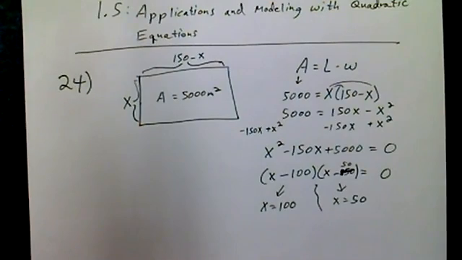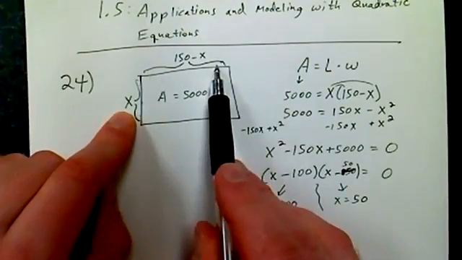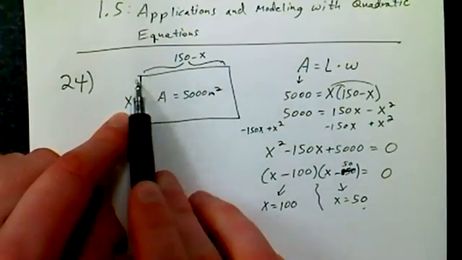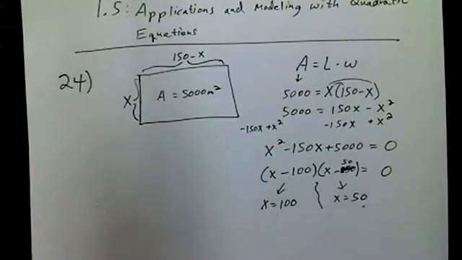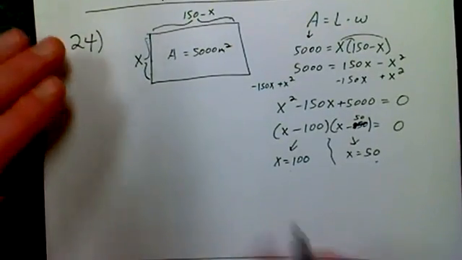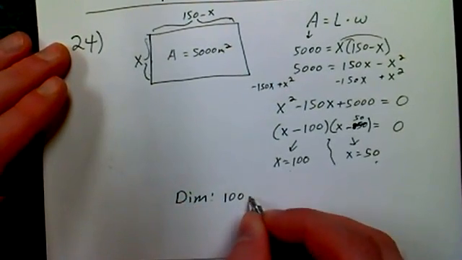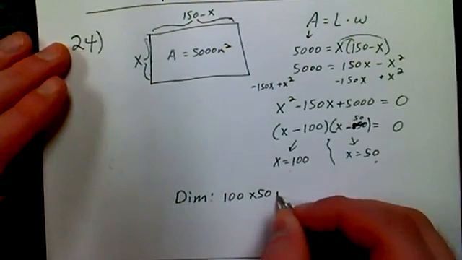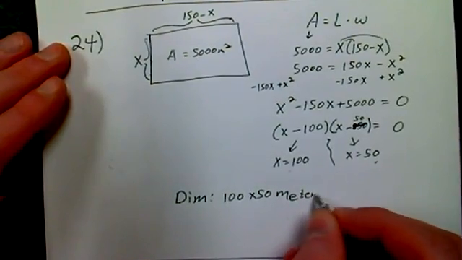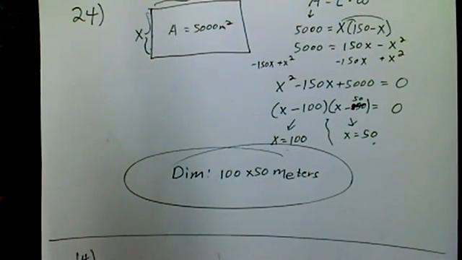Okay. Now, if we think about this, if x is 100, that means this side is 50. If x is 50, this side is 100. So actually, they're both sort of right. The biggest thing I wanted to know was the dimensions. So I know the dimensions regardless are 100 by 50 meters. Okay, so that's number 24.